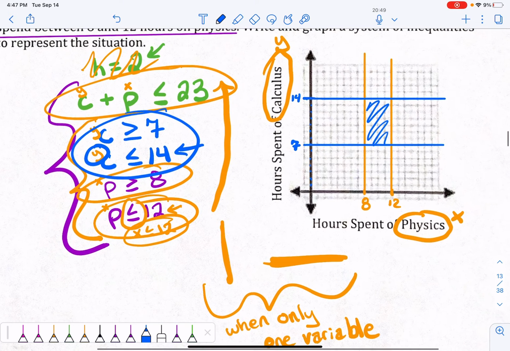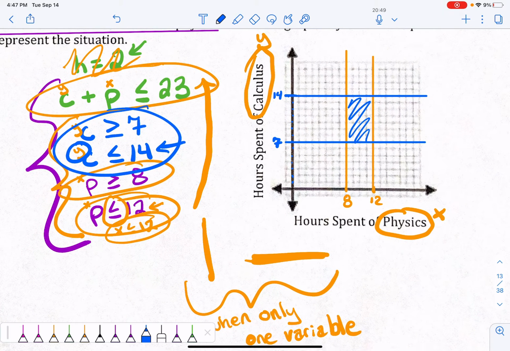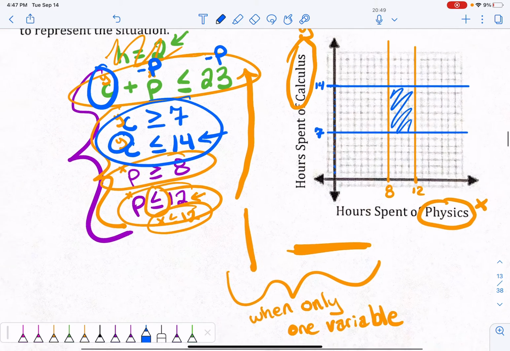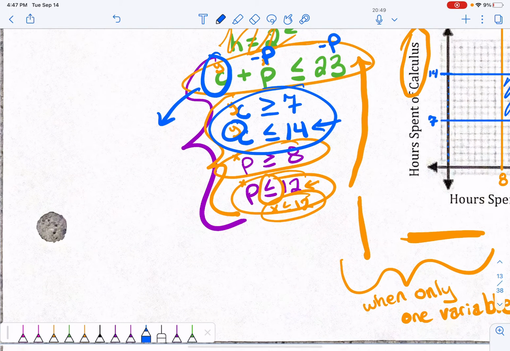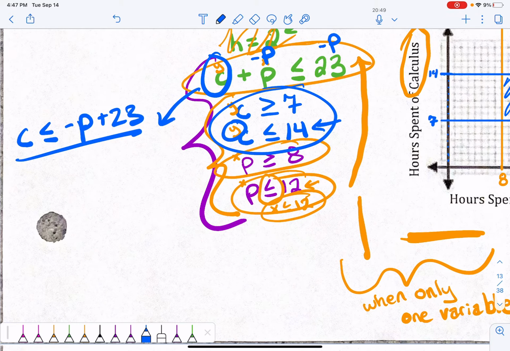Okay, and then the last thing is C plus P is less than or equal to 23. Okay, so our C variable is really like the y. So normally we have to get y solved for. So we're going to kick the P to the other side. We're going to subtract P. And we end up with, I'm going to run out of room here. I'm going to write it over here. We end up with C is less than or equal to negative P plus 23. Okay, and that's the last thing that we're going to graph.